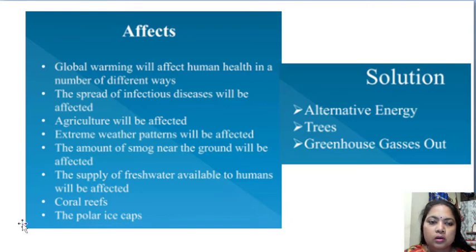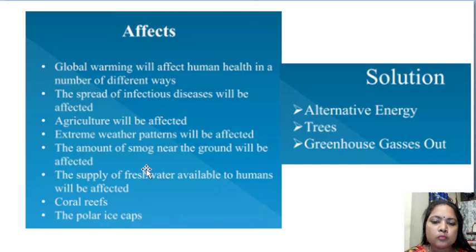So, global warming will affect human health in a number of different ways, and the spread of infectious diseases will be affected, or the number of cases will be more. Then agriculture will be affected. Extreme weather patterns will be affected, for example, the frequencies of cyclones and floods. Okay, it will be more.